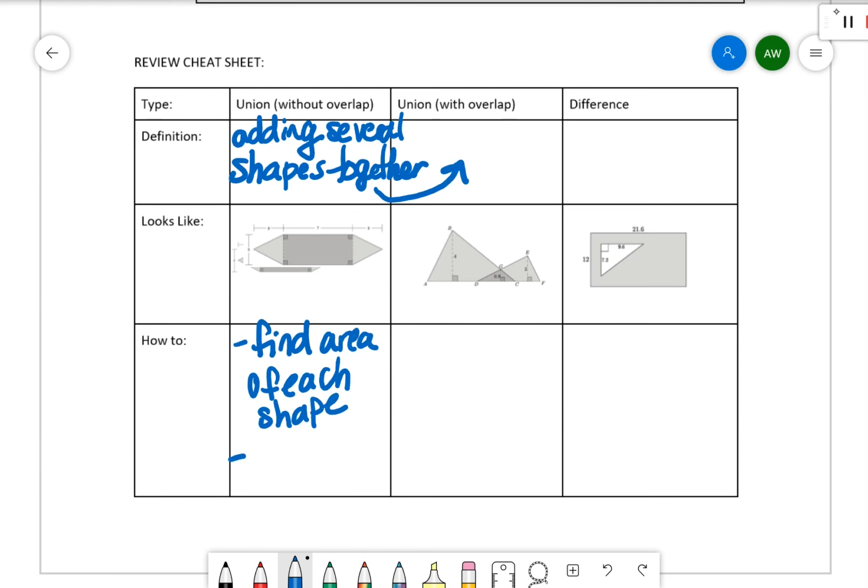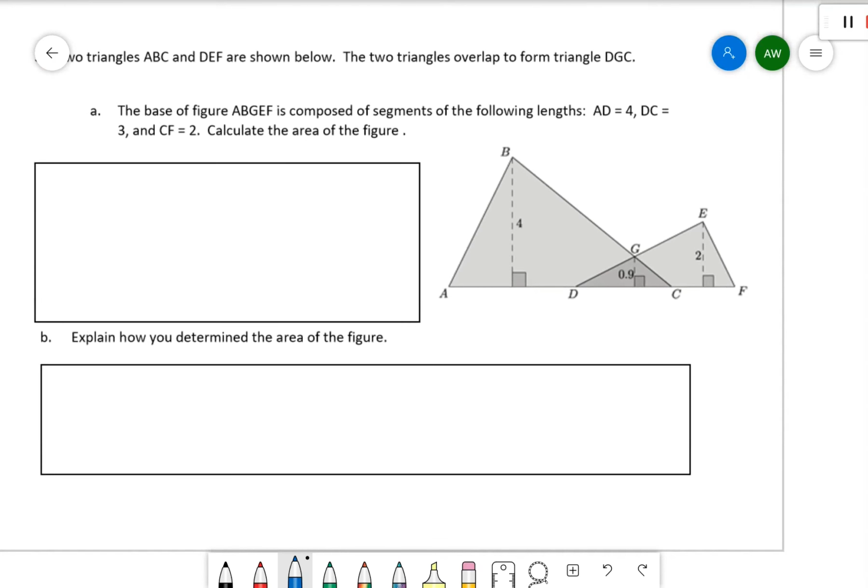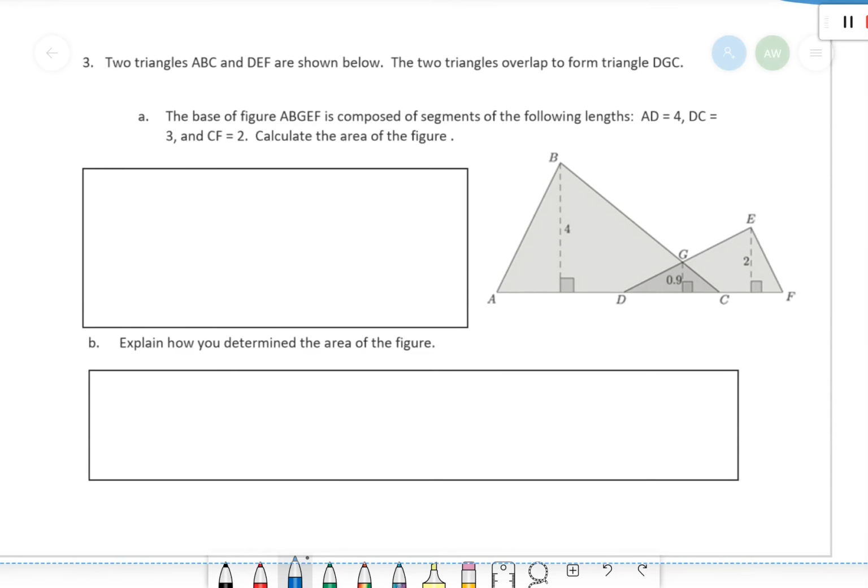Then we add the areas. Now let's talk about union with an overlap. This is the only type of problem in this lesson that you have never seen before. So let's read this question.